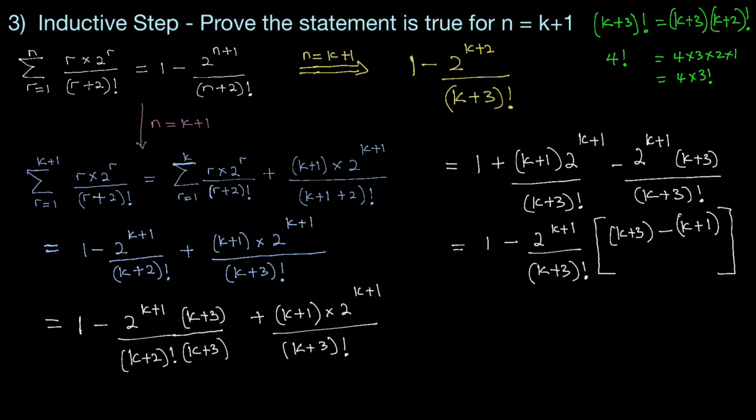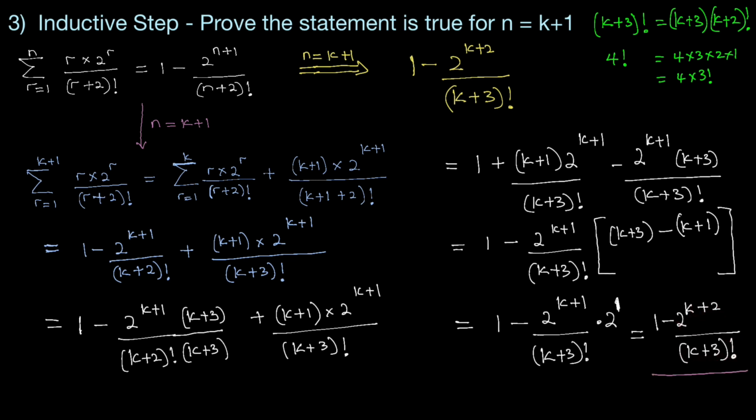Now if I expand this, k minus k will be gone, and 3 minus 1 is 2. So we have 2 to the power 1 over (k plus 3) factorial. Same base, you add the powers: 2 to the power (k plus 1) times 2 to the power 1 will be 2 to the power (k plus 2), divided by (k plus 3) factorial. That's correct. That's what we were hoping to get, and that's what we got, and that's the final answer.